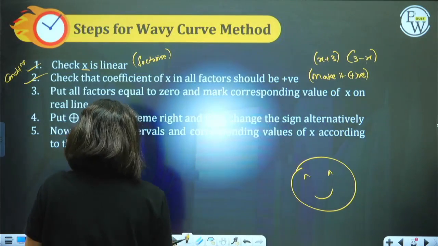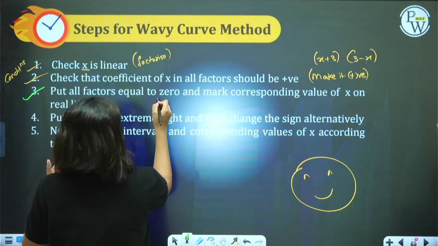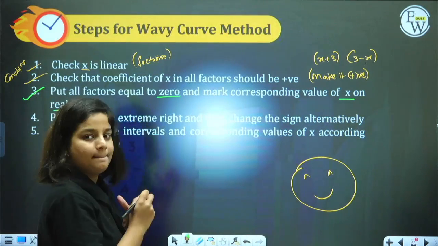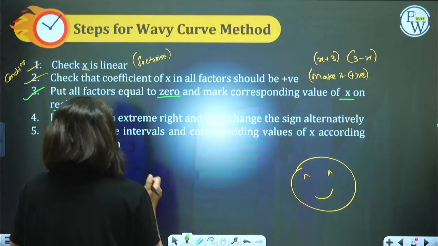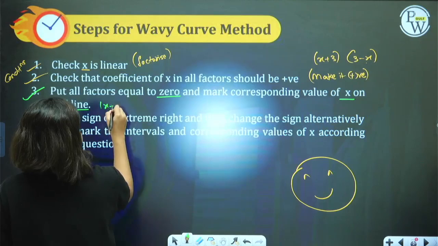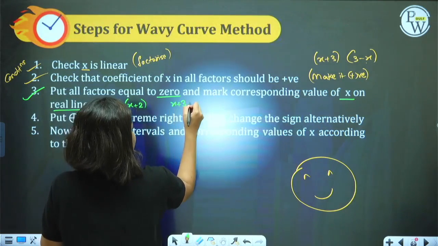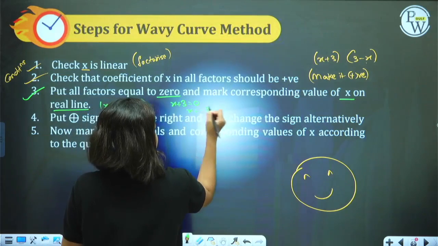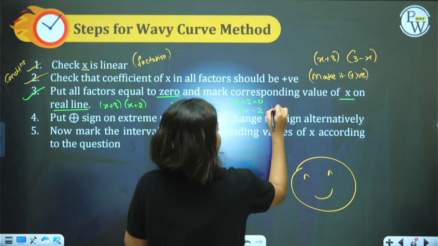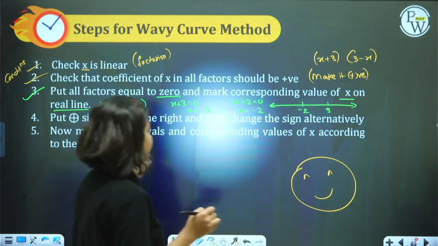Done? Next, third step: put all factors equal to 0 and mark the corresponding values of x on the real line. Suppose you have the factors x plus 3 into x plus 2. What will you do? You will put each factor equal to 0 and x is minus 3. Put the other factor equal to 0, x is minus 2. And then put both these values on a number line, minus 3 and minus 2. Got it? That's your third step.